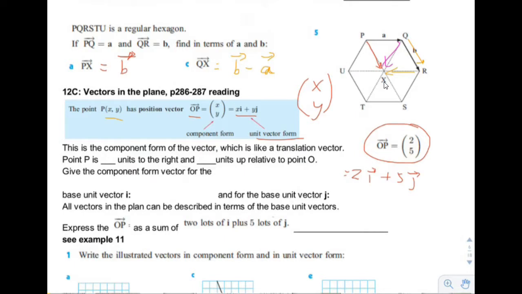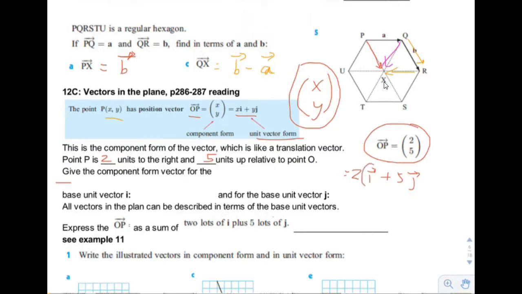So point P is 2 units to the right and 5 units up. If you remember, when we talked about transformations and translations, we introduced this vector form, and we used it to say that the top number was the x translation and the bottom number was the y translation. Give the component vector form for the base unit vector i and the base unit vector j.